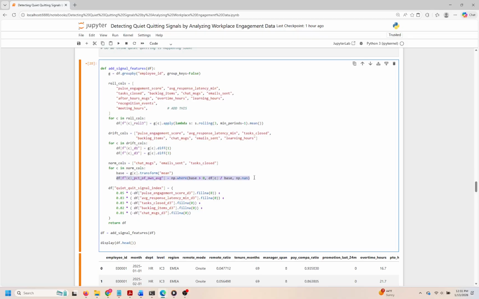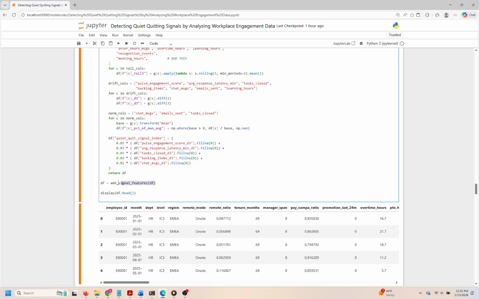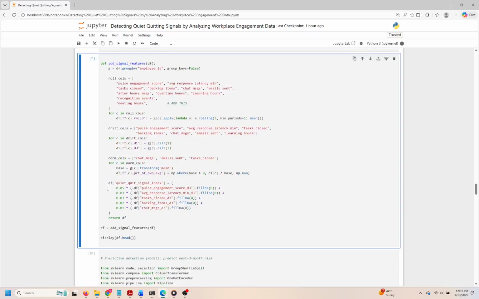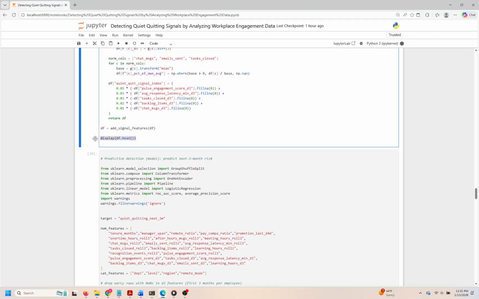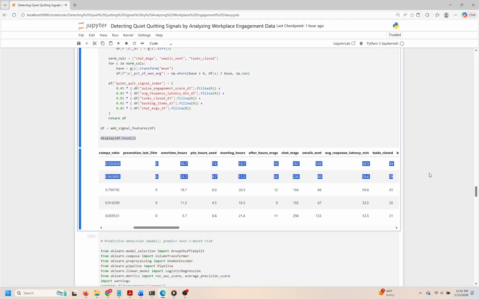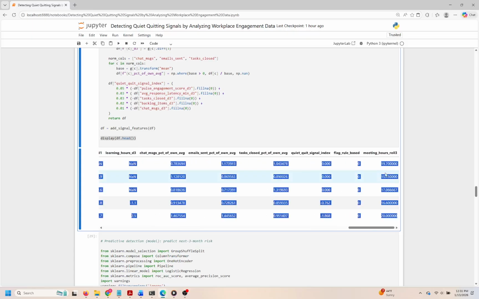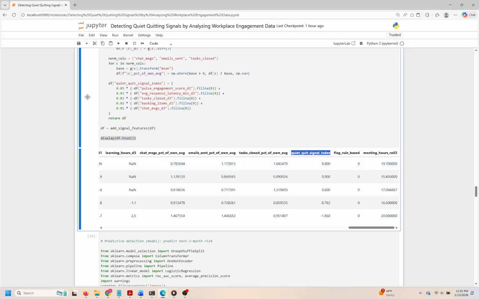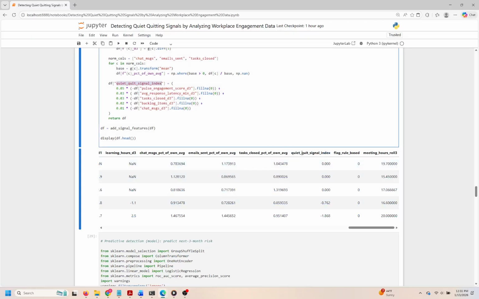Having made these impactful feature additions, the cell then returns the modified data frame for further analysis. This groundwork sets us up beautifully for upcoming cells, where we are likely to apply machine learning techniques to assess the relationships between these newly created features and various employee outcomes, driving actionable insights for management. Cell 11. In this cell, we're focusing on building a predictive model to assess the risk of employees engaging in quiet quitting over the next 3 months, utilizing a variety of features to do so.